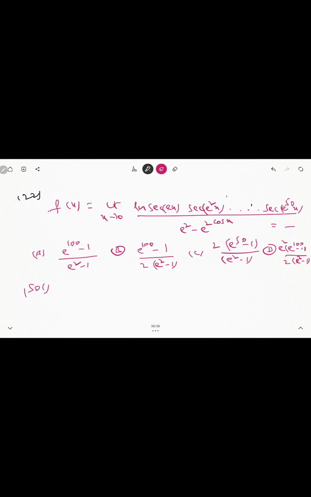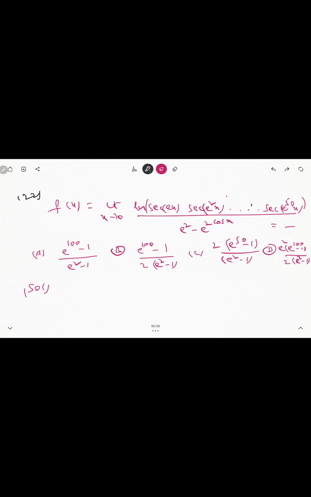Now 22nd problem. F of x is equal to limit x tends to 0 ln of secant dx, ln of secant dx into secant e square x, so on up to secant e power 50x, by e square minus e power 2 cos x is equal to how much? These are the options. Pause the video and solve it. But I will continue.